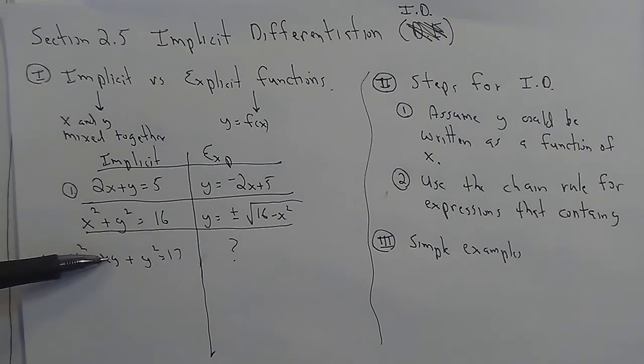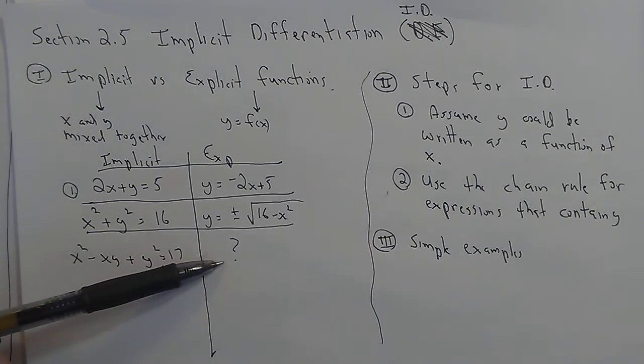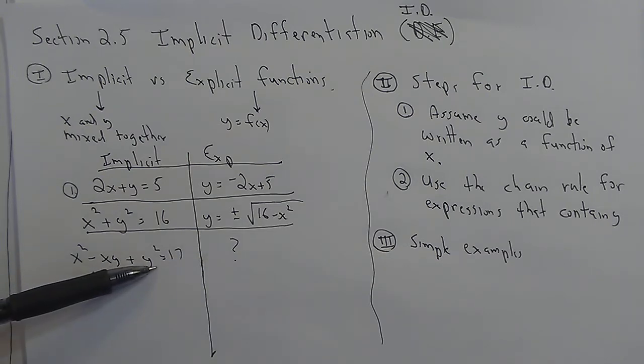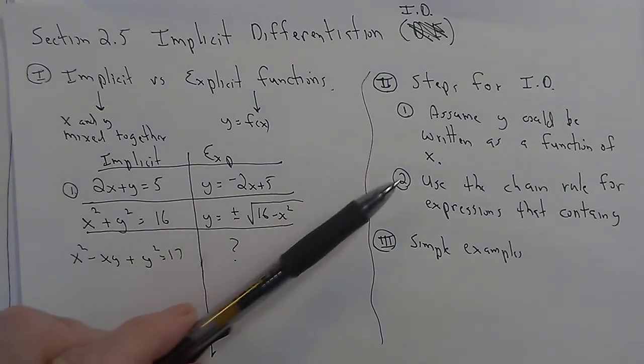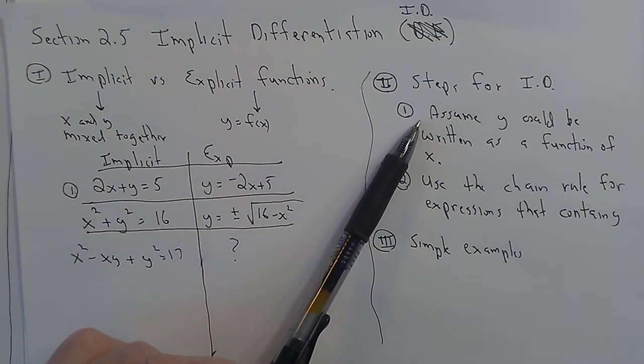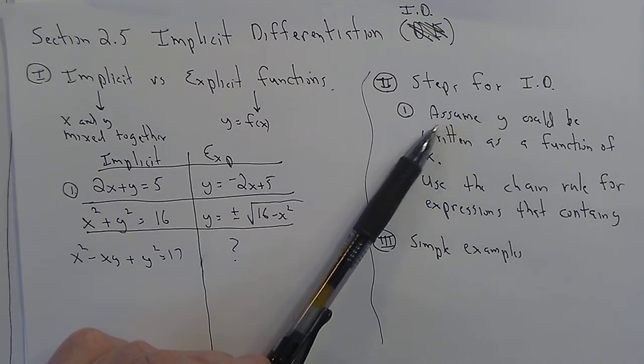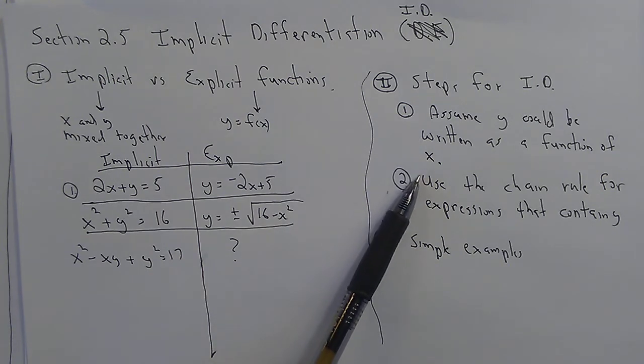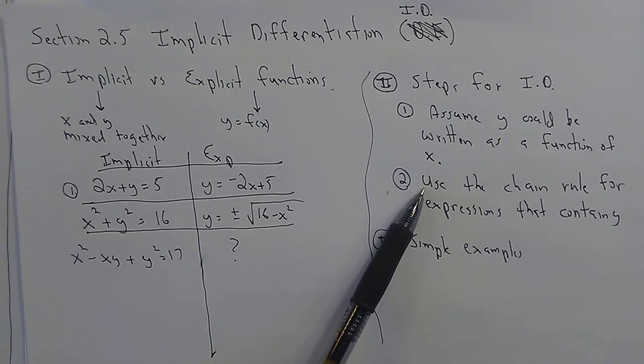All right, so here's the implicit form. The explicit form does exist. Sometimes we can find it algebraically, sometimes we can't. But we're always going to assume that we can find it, and then we're just going to use this with our derivatives. So that's the first step for taking the derivative of an implicit function. You assume y could be written as a function of x, but you don't really need to find it because you can use the chain rule whenever you come across an expression for y.